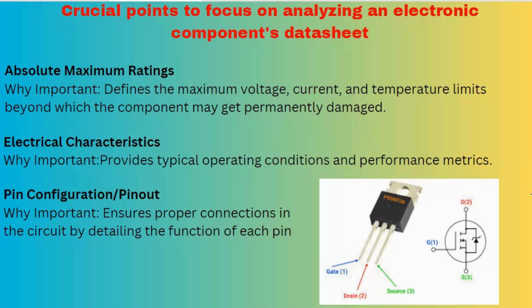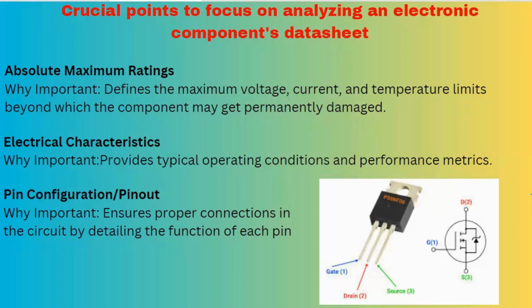Second point is electrical characteristics. Why is it important? Because it provides typical operating conditions and performance metrics, right? So what should be the temperature? What should be the room temperature? And at what particular temperature does it work properly? All the details will be provided in this. So this is the second important point.